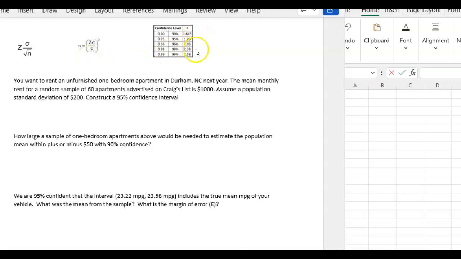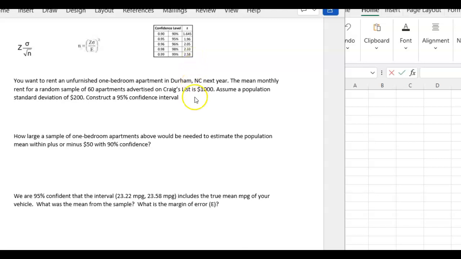And here are our z-values for different confidence levels. So this information is just given to us. It's constant. It's not going to change. It's not something you have to calculate. If you're looking for a 90% confidence level, you're always going to use 1.645 for z, etc. So let's walk through these examples.